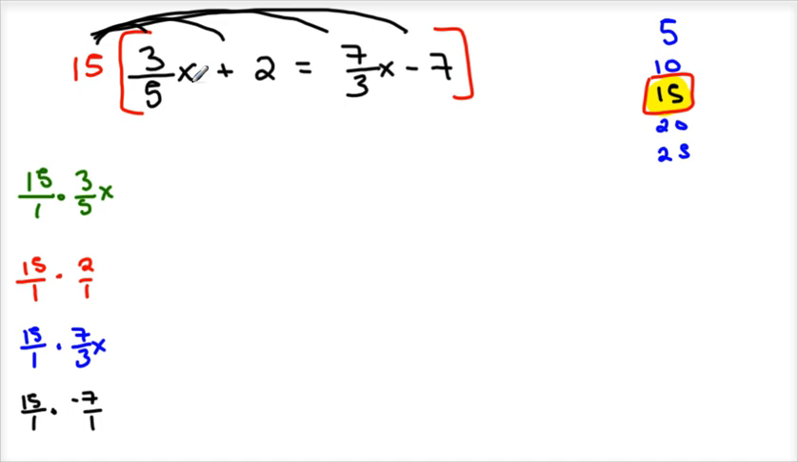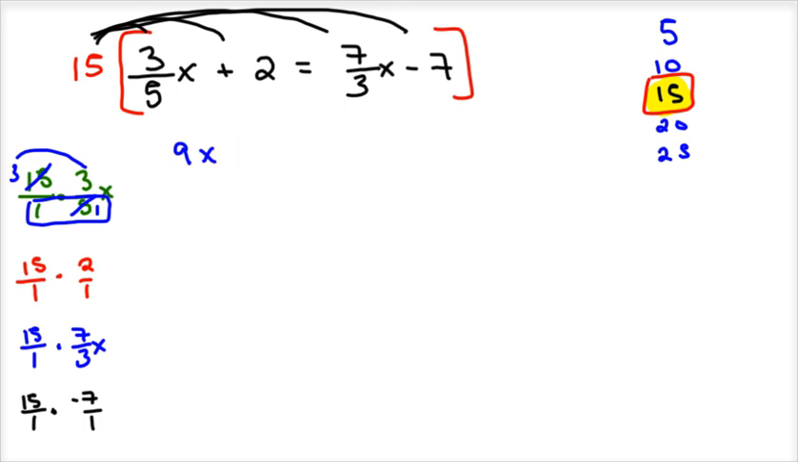What should happen is my denominator should simplify and cancel, and I should be left with just an integer. So let's look at our first one. We've got 15 over 1 times 3 over 5x. Now the 15 and 5 can simplify. 5 goes into both of these numbers, and I get 3 and 1. My denominators here should always be 1, and that's the reason why I'm multiplying by 15. So now I have 3 times 3x, and I have 9x. So my first term turned into 9x.